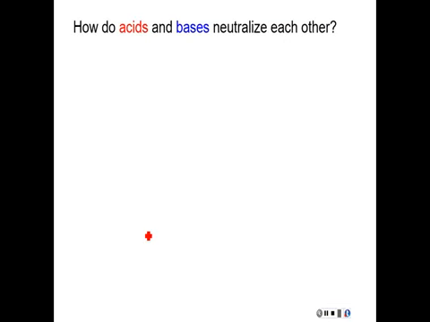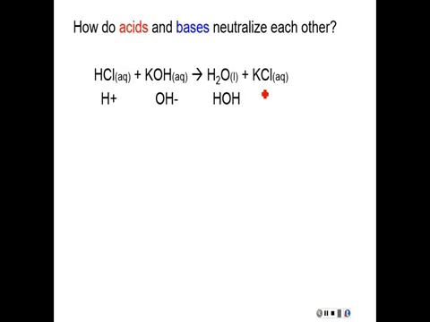Now how acids and bases neutralize each other, we're going to see right now. So let's say we take HCl, hydrochloric acid, and potassium hydroxide, and we put them together, and we get water and potassium chloride. The actual chemical reaction is the H positive from the acid combining with the OH from the base, producing water. And that's how they neutralize each other.